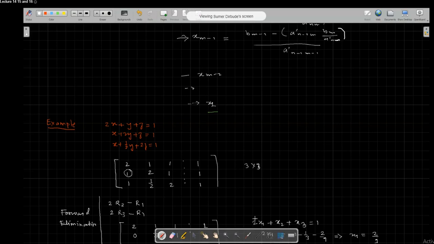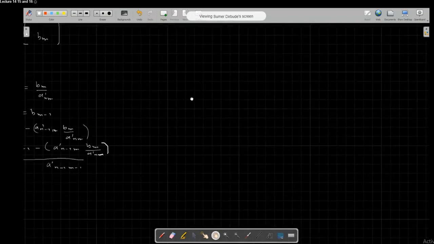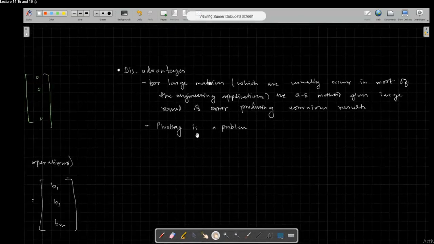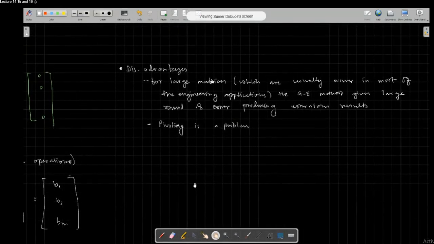That is a condition. If the pivoting element is 0 at some point and you are doing division or such operations, then you may not get the solution and it may create a problem. So pivoting is a problem which you may find difficult to handle.